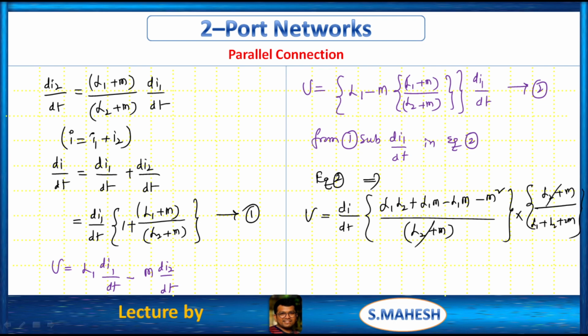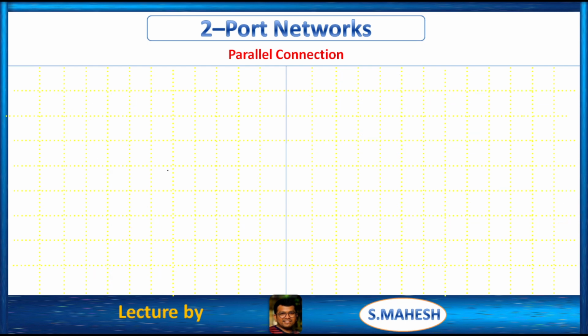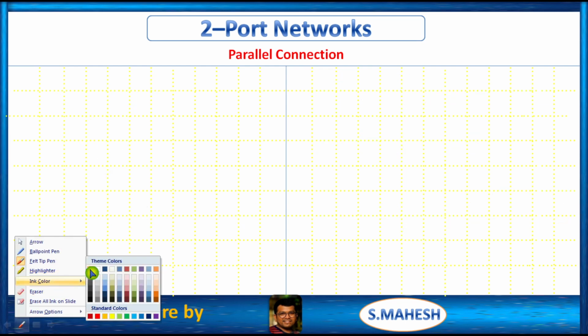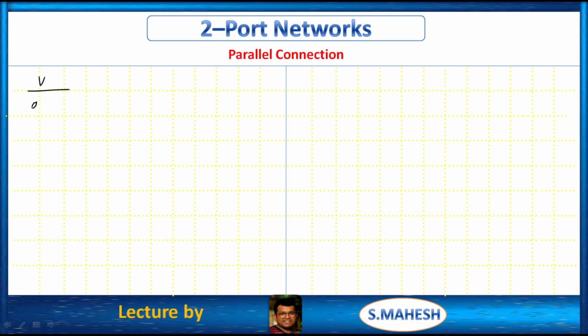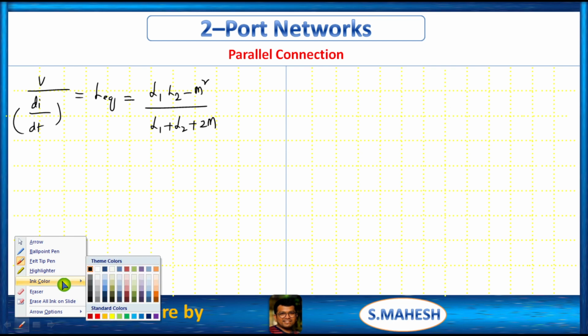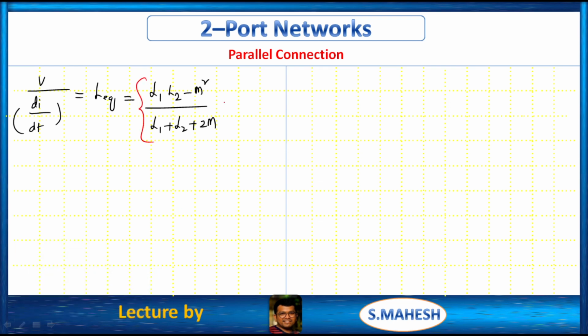From this, L2 plus M gets cancelled. Therefore V by di by dt, which is nothing but L equivalent, which is equal to L1 L2 minus M square by L1 plus L2 plus 2M. So this is the subtractive polarity, and we know that Z equivalent is always j omega L equivalent only, right?